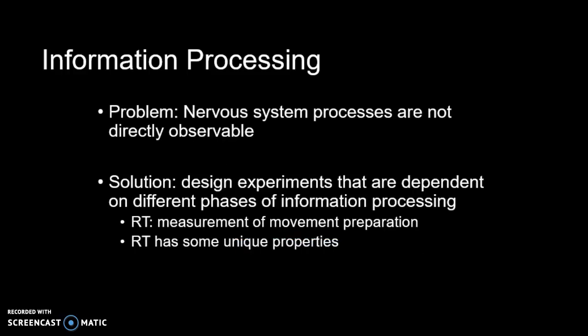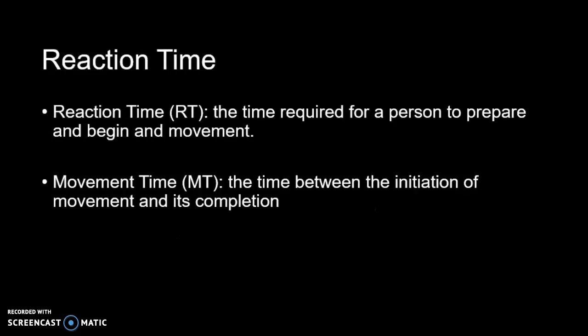Now the problem is that the nervous system processes are not directly observable. So the solution is that we design experiments that are dependent on different phases of information processing. So the reaction time is the measurement of movement preparation, and it has some unique properties. Reaction time is the time required for a person to prepare and begin a movement.